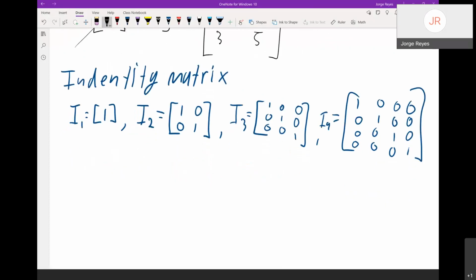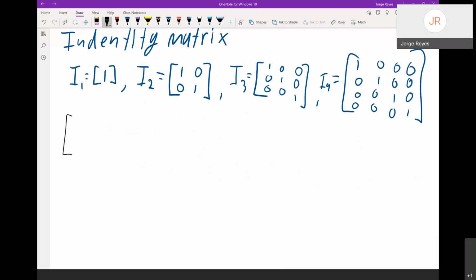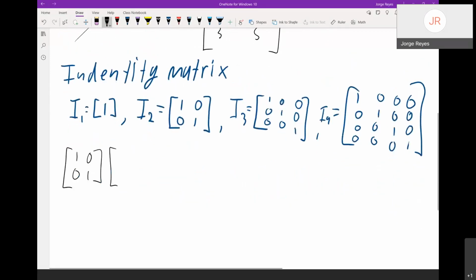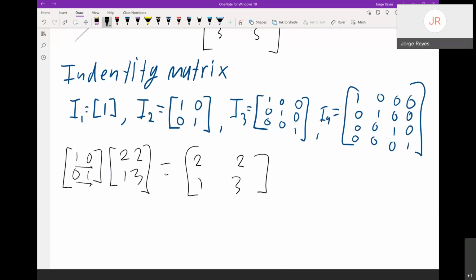Here I'm just going to have an example. Let's take the identity matrix and multiply it by that one other matrix I was trying to do: 2, 2, 2, 2, 1, 3. So what happens? If I go row by column, this is 2, this one's 2, this one's 1, this one is 3. Ta-da! Nothing happened. But remember, matrix multiplication is not commutative. So you should check this one because it could be different.